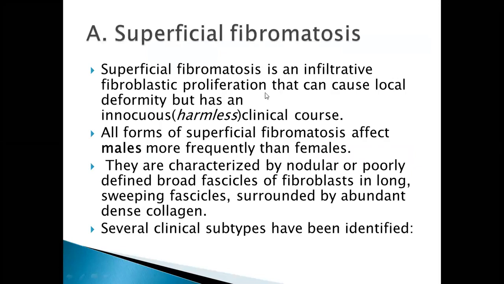Superficial fibromatosis is an infiltrative fibroblastic proliferation that can cause local deformity but has an innocuous, that means harmless, clinical course. All forms of superficial fibromatosis affect males more frequently than females. They are characterized by nodular or poorly defined broad fascicles of fibroblasts in long sweeping fascicles surrounded by abundant dense collagen. Several clinical subtypes have been identified.